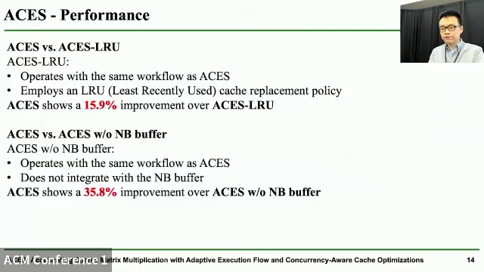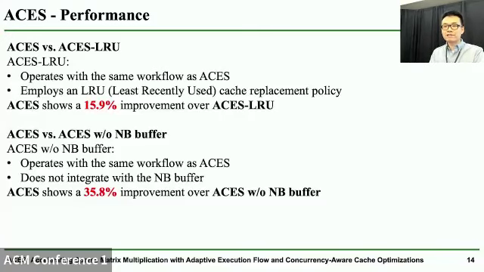To evaluate the effectiveness of the pure fiber cache replacement policy, we introduced a simpler version of ASIS, ASIS-LRU, which uses LRU as the global cache replacement policy. And ASIS with the pure fiber policy achieves an average improvement of 15.9% over the LRU baseline.